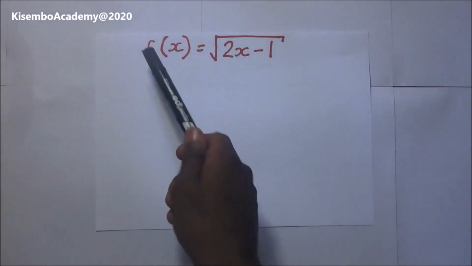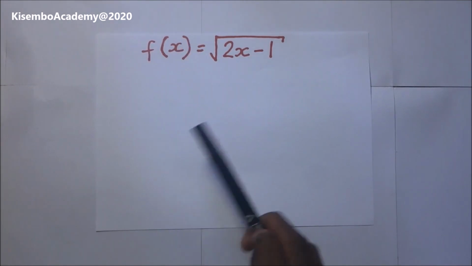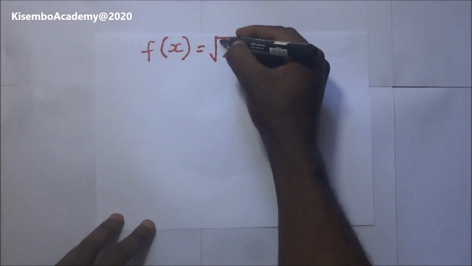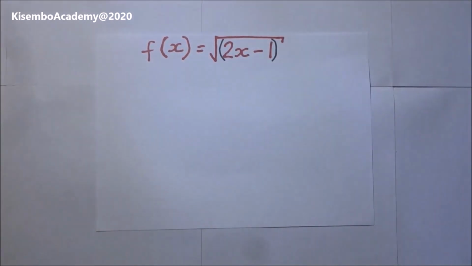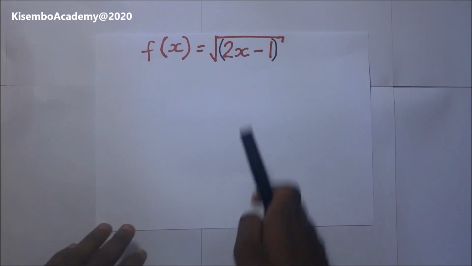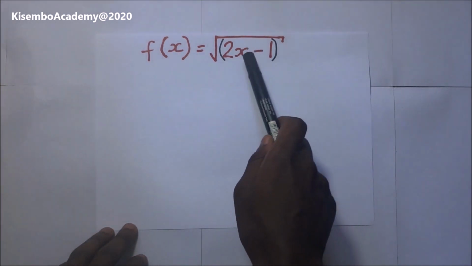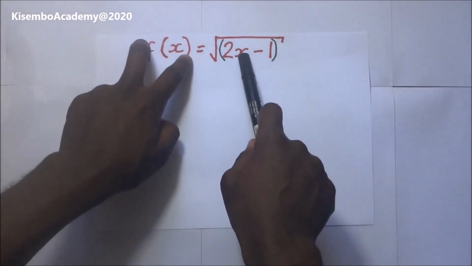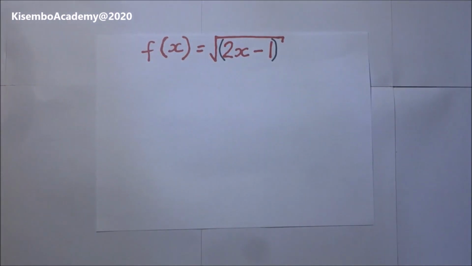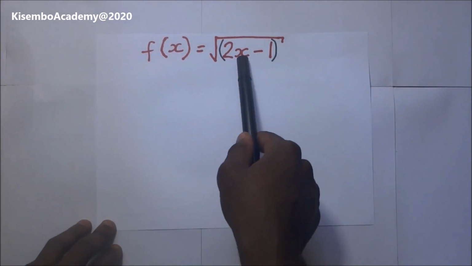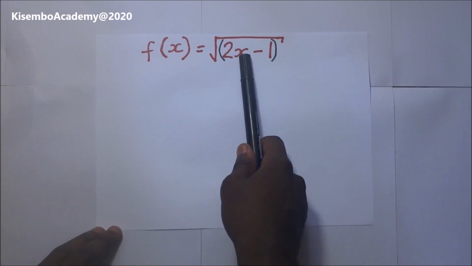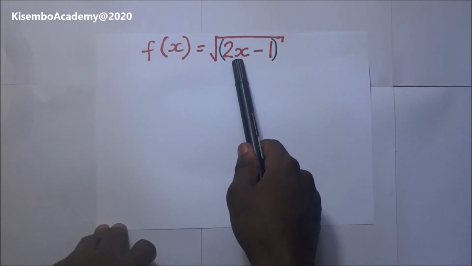We have the function f, where x is the input, given by the square root of 2x minus 1, with all this term under the square root. We are saying that unless it is specified, the domain is supposed to be all real numbers that give us an output. If you look at this question, the value of x just cannot be all real numbers. Why?